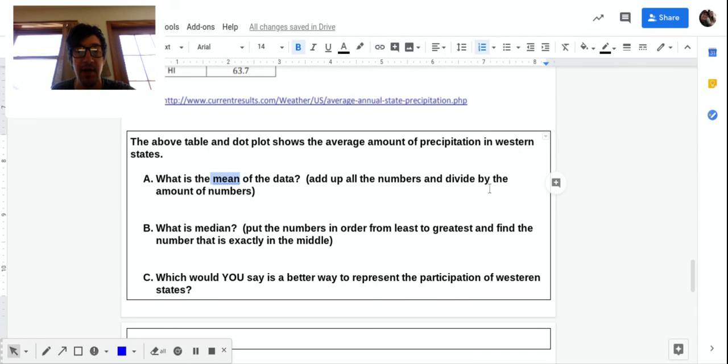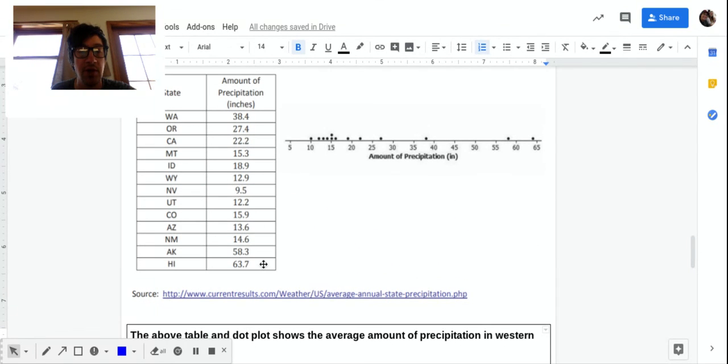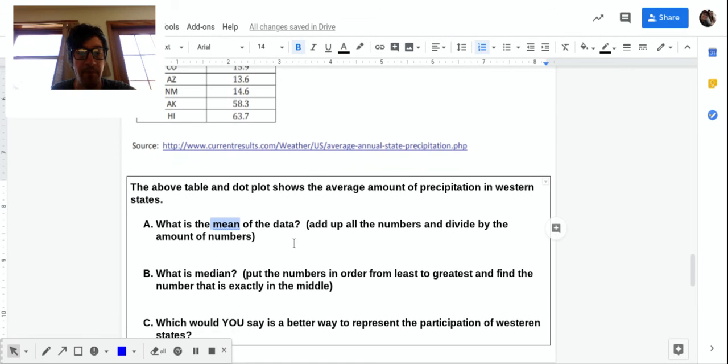Remember, the mean is add up all the numbers and divide by the amount of numbers. Now, that might be confusing at the end. Divide by the amount of numbers. How many numbers are in this chart? That's what you divide by. You divide by the number of numbers, basically, after you add them up.